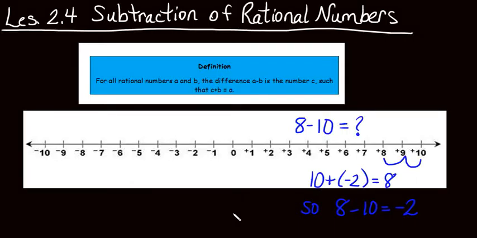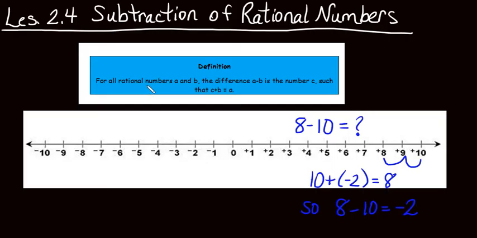So yesterday we talked about addition of rational numbers. So today we're going to talk about subtraction of rational numbers. This is lesson 2.4. The fancy algebraic definition, which we're not going to focus on too much, but I want to show it to you, of subtraction of rational numbers is this.